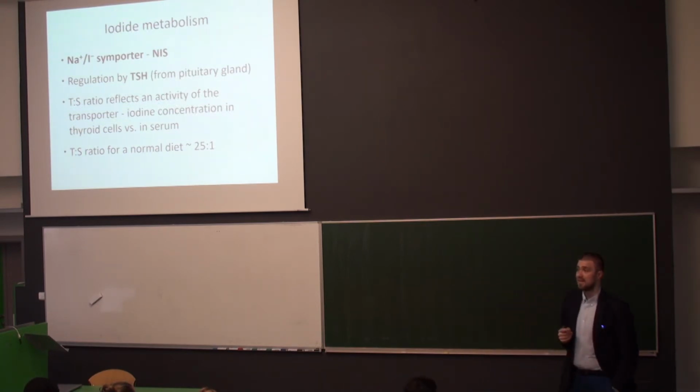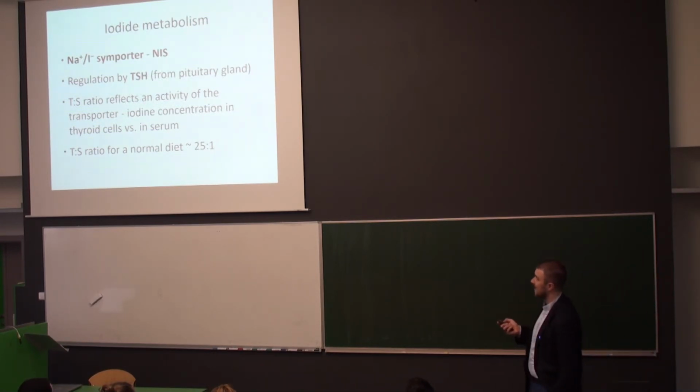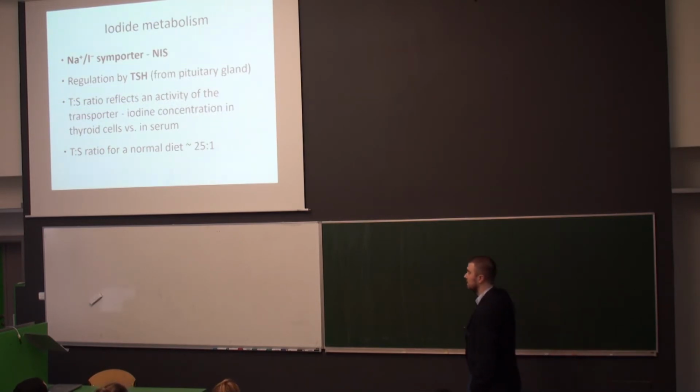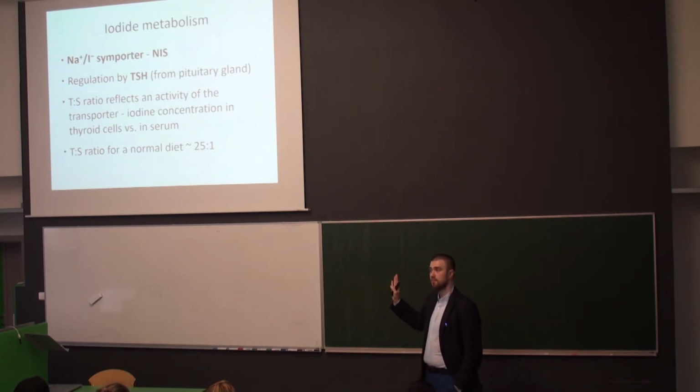This transporter is under the regulation of a superordinate signaling molecule. That's TSH, that means thyroid gland stimulating hormone or thyroid stimulating hormone, and it's produced from the pituitary gland. That means the same as ACTH, LH, or FSH for steroid hormones. Also here the thyroid gland has the superordinate gland, the pituitary gland. So is this clear to you?